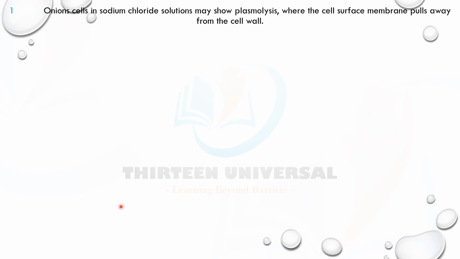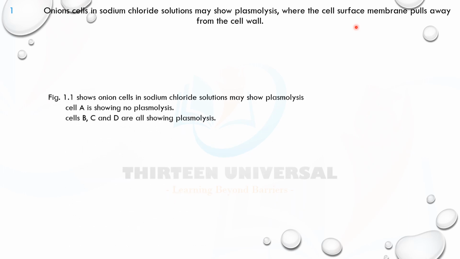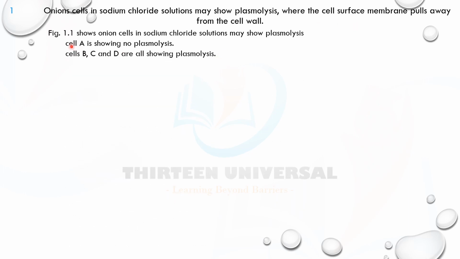Okay, look at this. The first question: onion cells in sodium chloride solution may show plasmolysis. So what is plasmolysis? Detachment of the cell membrane from the cell wall, where the cell surface membrane pulls away from the cell wall. So the cell wall and the cell surface membrane are fighting. These guys used to be friends and they got married and now they are separating. Oh my God, what caused this problem? Let's go. Fig 1.1 shows onion cells in sodium chloride solutions.